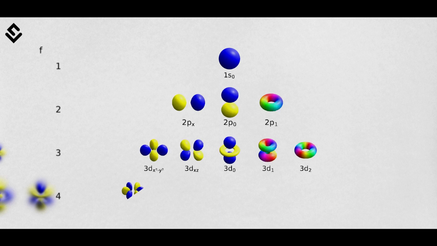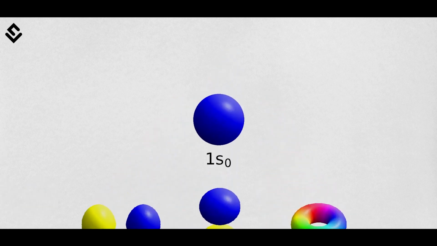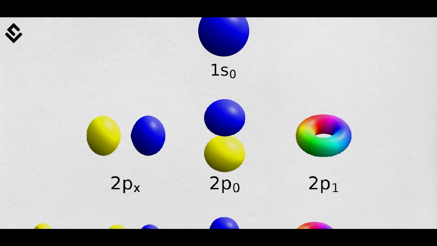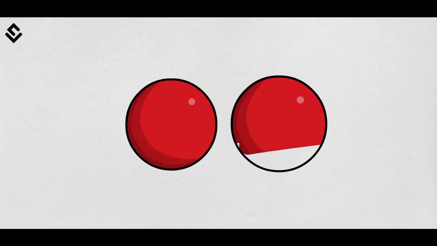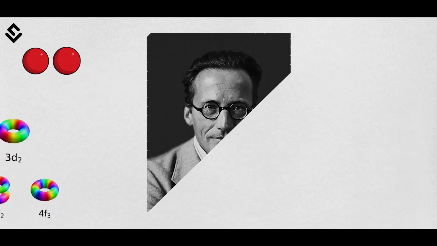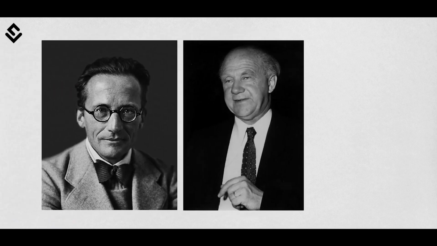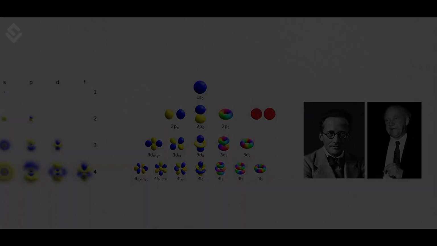Orbitals are named as S, P, D, and F. S orbital looks like a circle, while P orbital looks like a dumbbell-shaped region. Each orbital can be occupied by one or two electrons. The model was proposed by Schrödinger and Heisenberg and is most widely accepted.